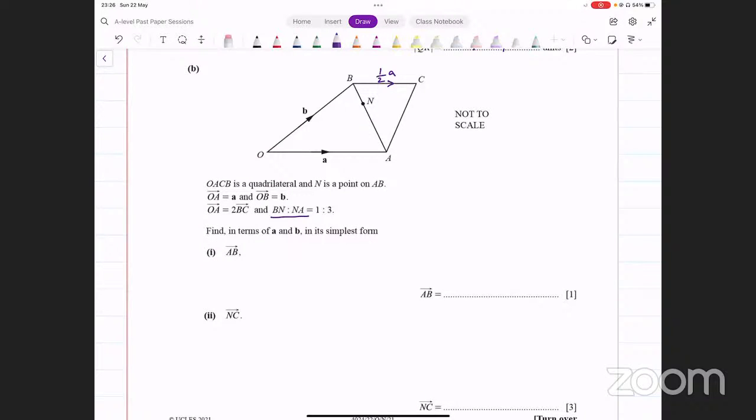Now what does that mean? If you were to divide this line into two parts, BN आपका एक पार्ट है, NA आपका दूसरा पार्ट है. If this part is 1 part, the other part is going to be 3. Right? If that is 1, the lower part is going to be 3. ठीक है, ये इन दोनों की रेशियो है. Okay. Now it says find in terms of A and B in its simplest form the vector AB.